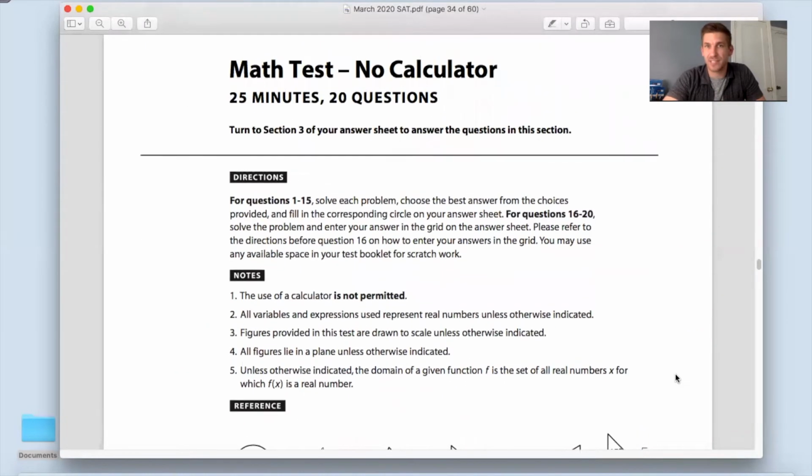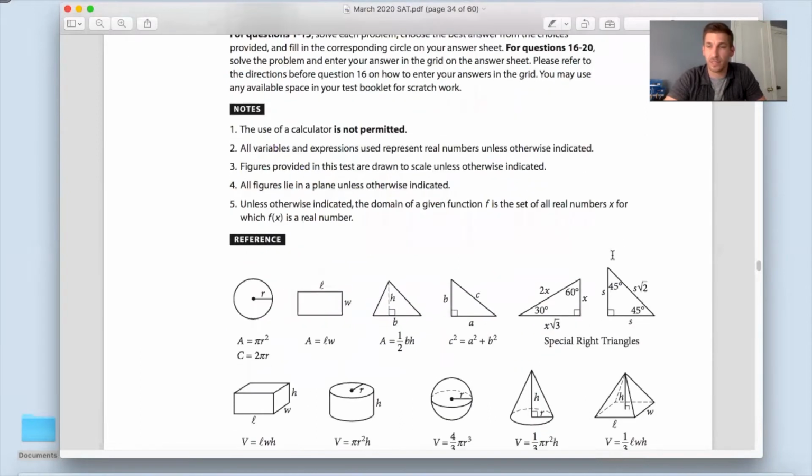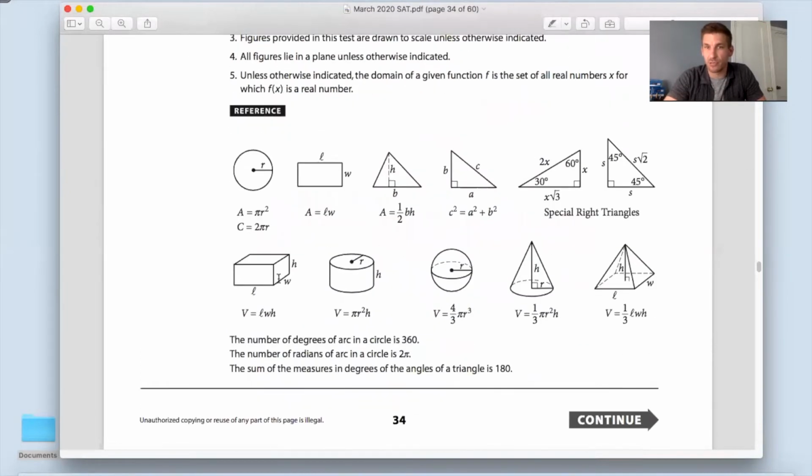Let's get started. Math test, no calculator section, 25 minutes, 20 questions. The general directions I'm not going to read because I expect you to know that. The calculator is obviously not permitted. Here's the general reference section that they provide. You need to know these things.